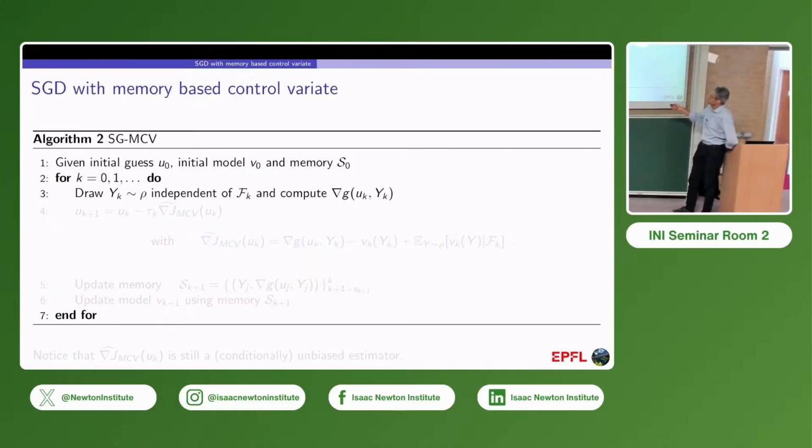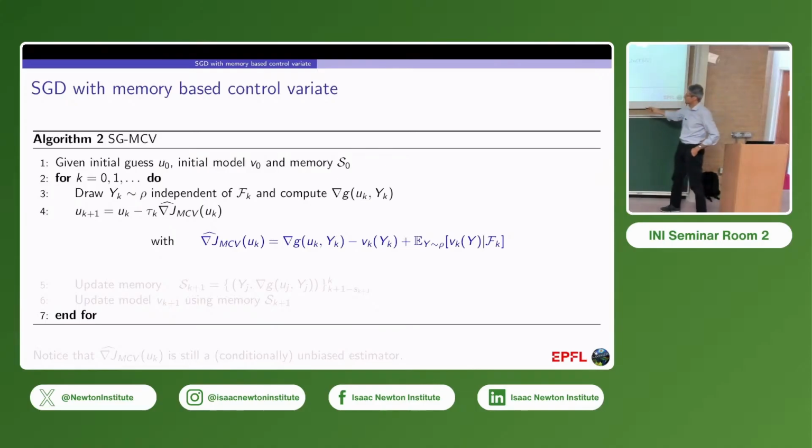So we have to initialize the model somehow and initialize the memory somehow. And then we can start iterating. At each iteration, we draw one realization of Y from the underlying measure rho, independently from the past. We evaluate this gradient at the current design UK in this point YK. And then we do our gradient descent update with the estimation of the gradient, and the estimation of the gradient looks similar to the SAGA.